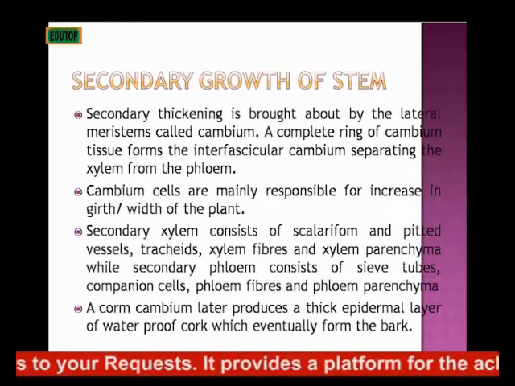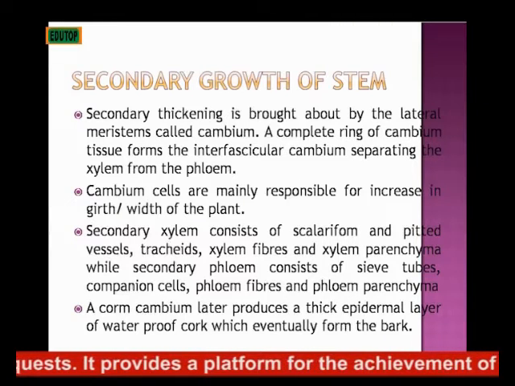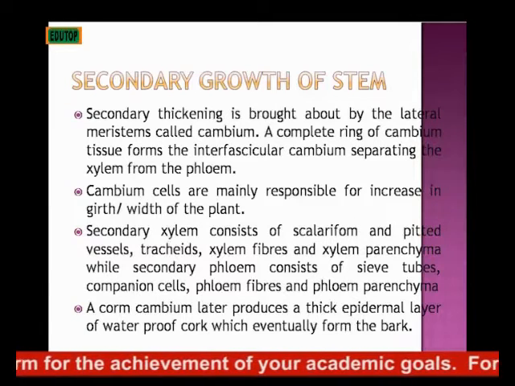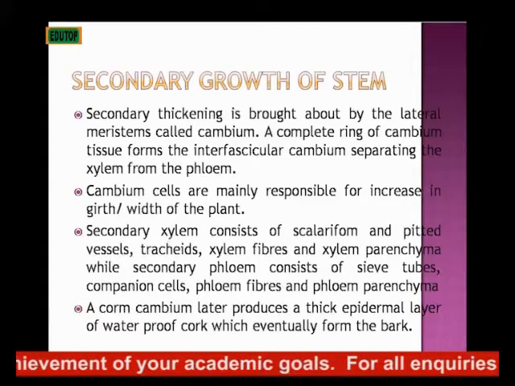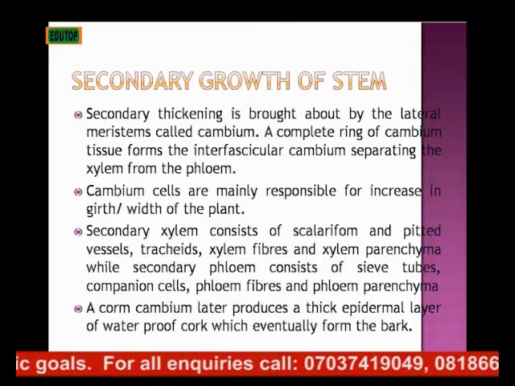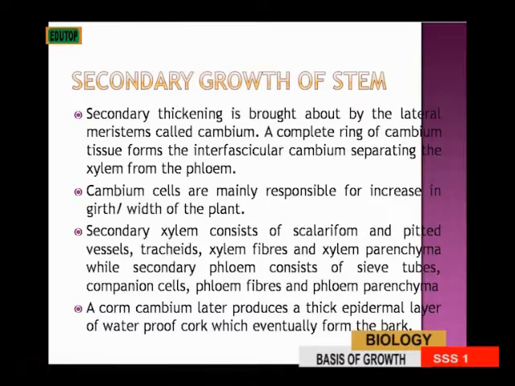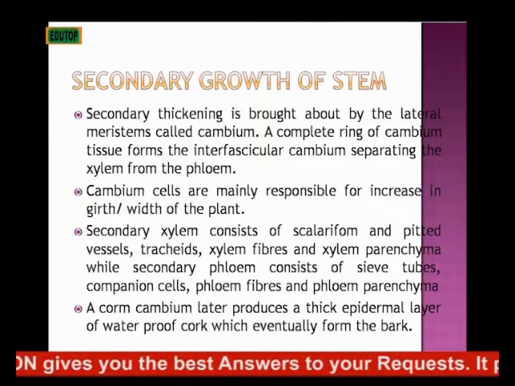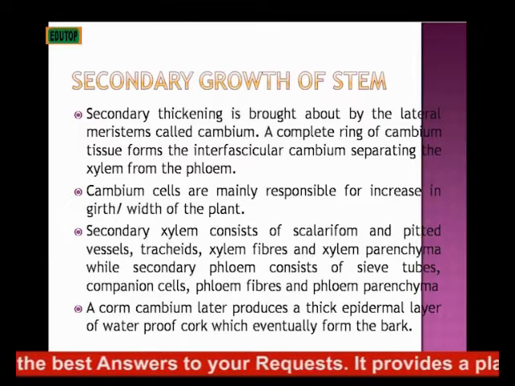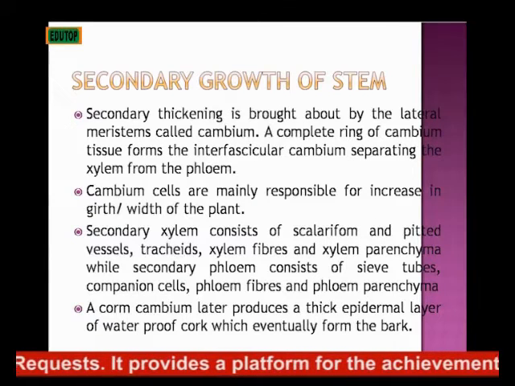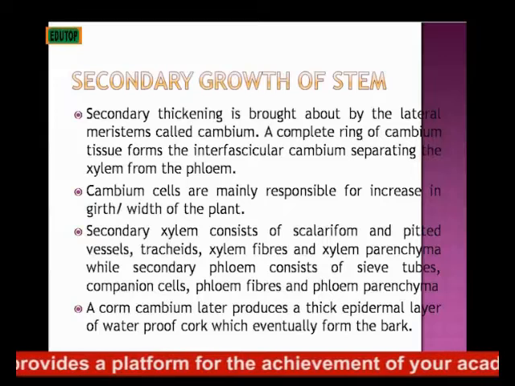Then the secondary xylem consists of scalariform and pitted vessels, the tracheids, the xylem fibers, and the xylem parenchyma, while the secondary phloem consists of the sieve tube, the companion cells, the phloem fibers, and the phloem parenchyma. So we are just talking about what the secondary xylem and the secondary phloem is made up of. In the secondary xylem, you have the scalariform, the pitted vessels, the tracheids, the xylem fibers, and the xylem parenchyma. While in the secondary phloem, you have the sieve tube, the companion cells, the phloem fibers, and the phloem parenchyma.